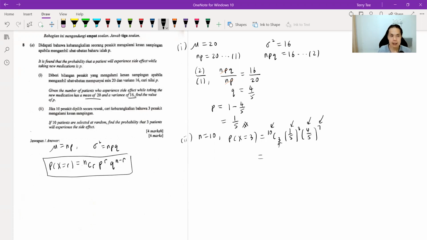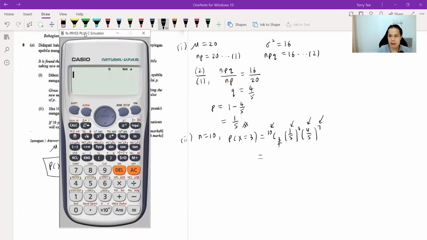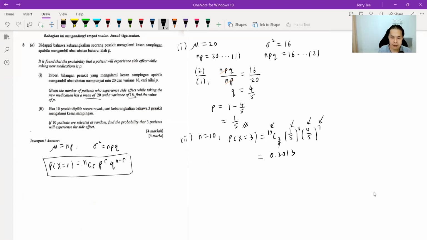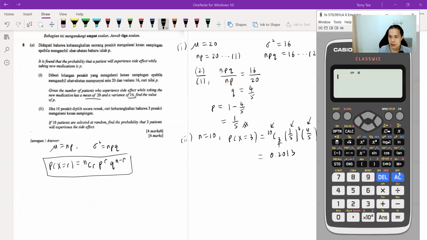Just use your calculator. You can use either this calculator, the black one, the Classwiz calculator. So I use 10C3 times bracket 1 over 5 close bracket power 3, then I multiply with bracket 4 over 5 close bracket power 7. Okay, so guys, I got 0.2013.